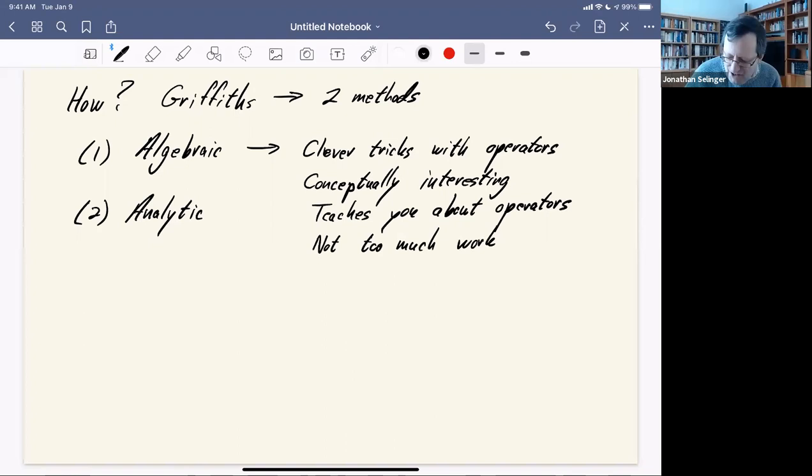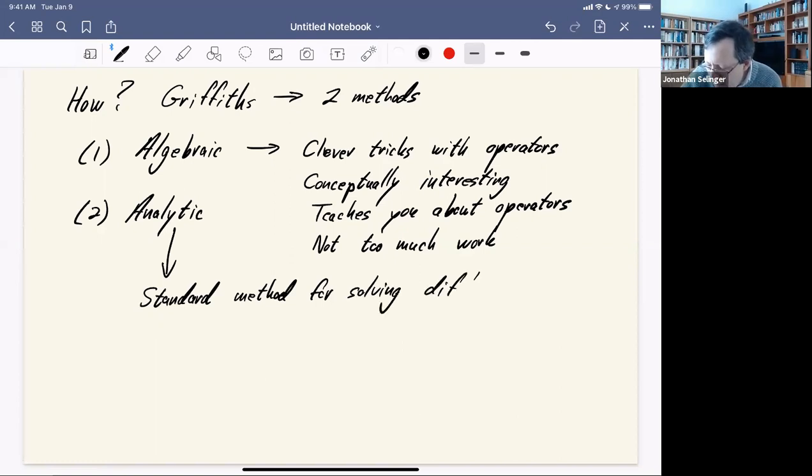By comparison, the analytic solution is more like a standard method for solving a differential equation. And from my point of view, I would say it's kind of tedious, actually, and it's lots of work.